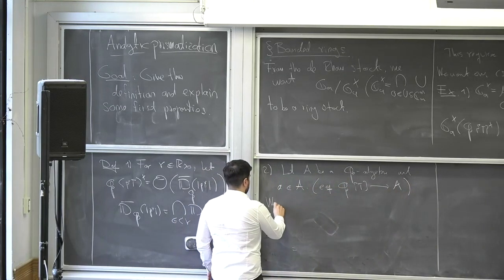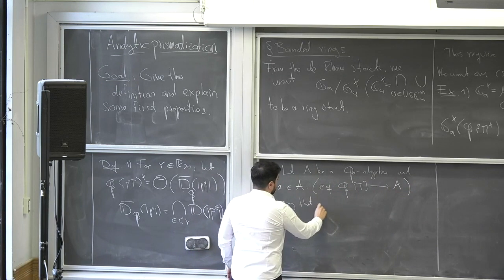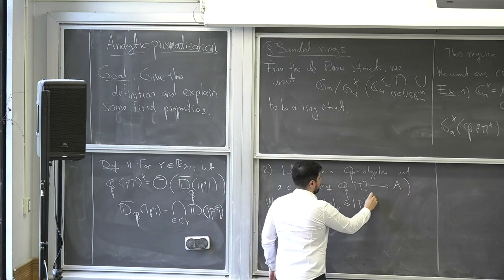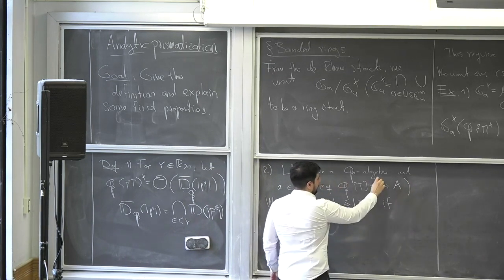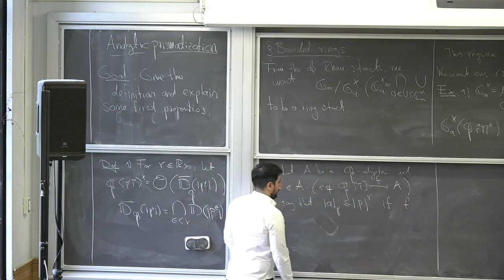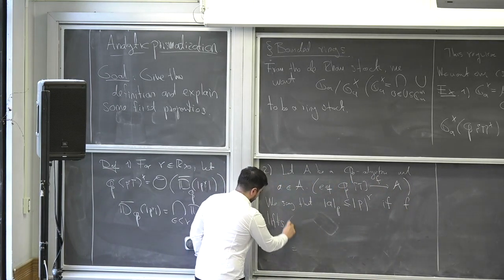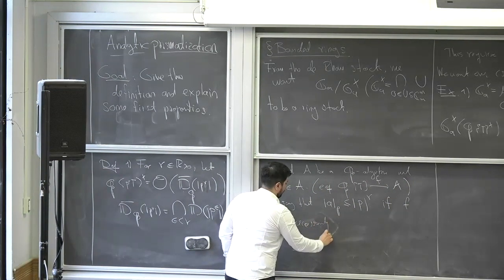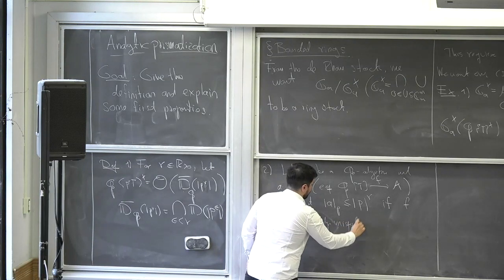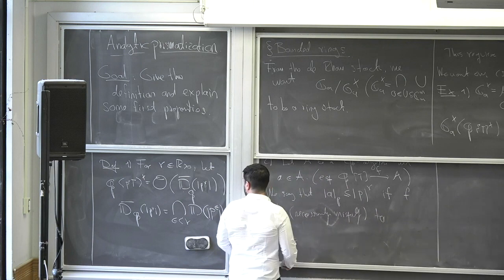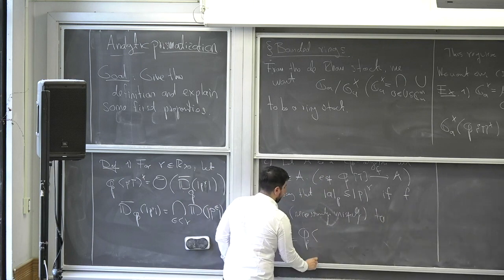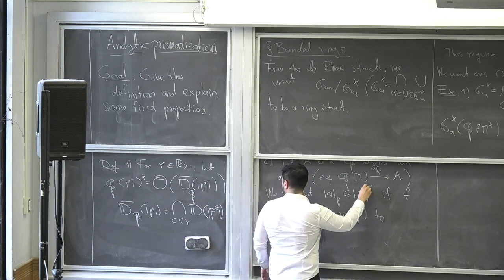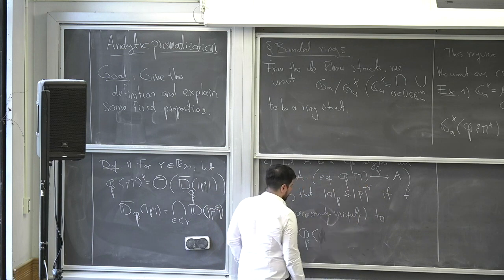So we say that the norm of a, maybe the p-adic norm, is greater than or equal to p to the r if this map f lifts to one of these algebras.